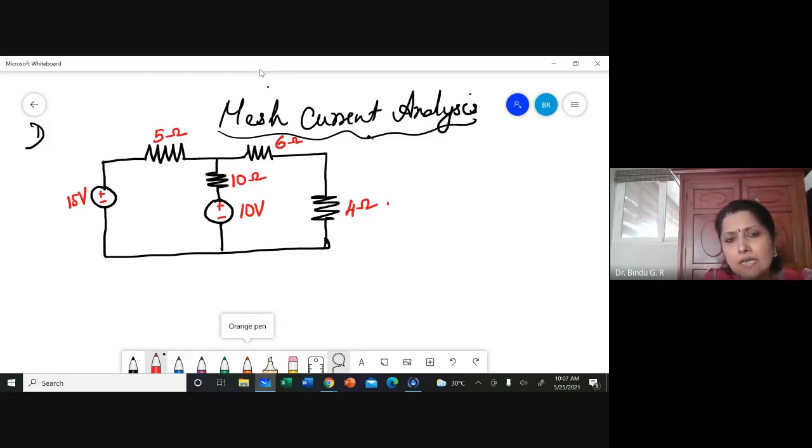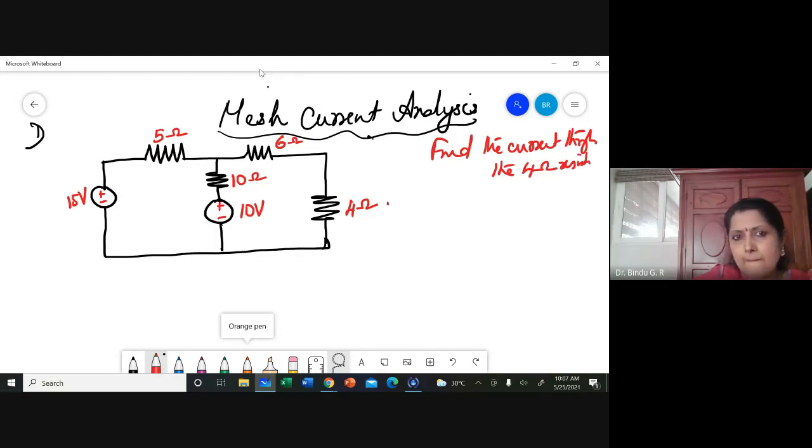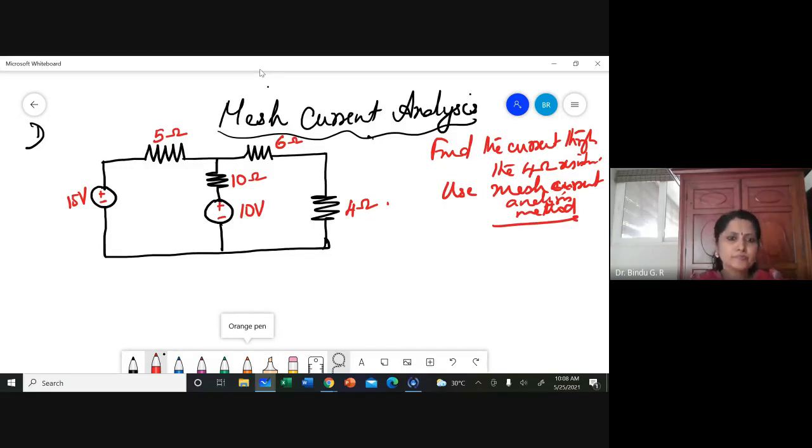Find the current through the 4 ohm resistor. Use mesh current analysis method. This is the question.